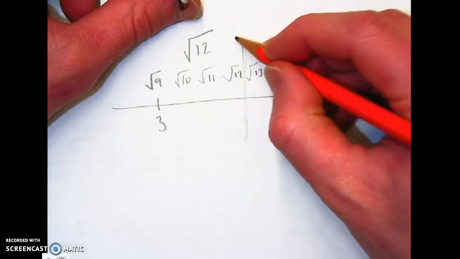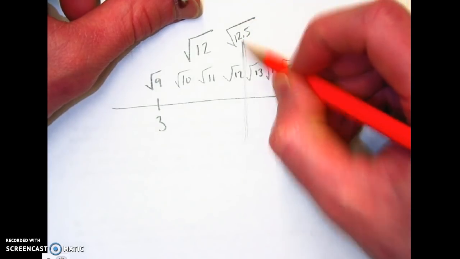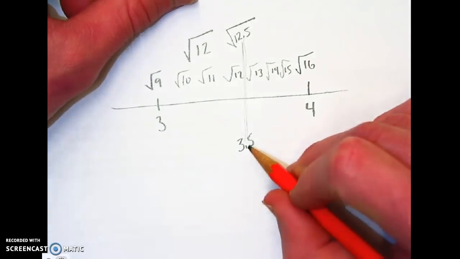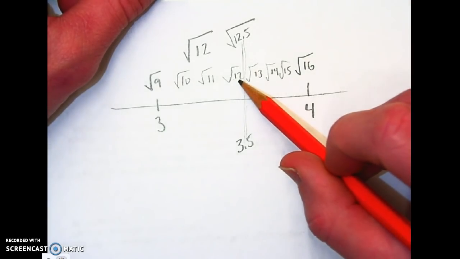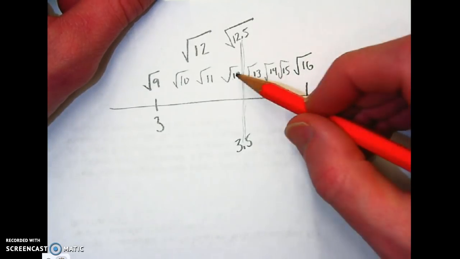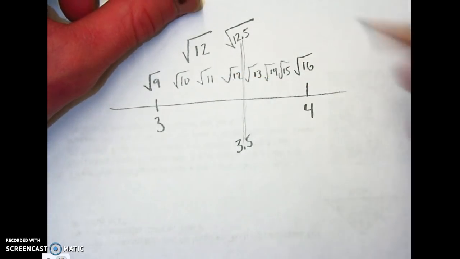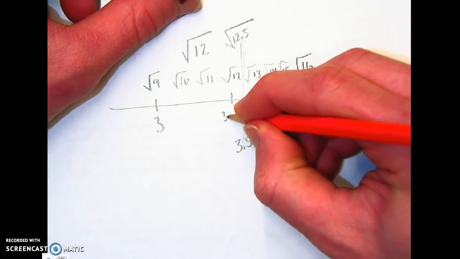I know that if I took the square root of 12.5, it would be 3.5, or very close to 3.5, because it's in the middle. So I would have to make a guess that's slightly less than that. So my guess, I would guess that the square root of 12 is 3.4.